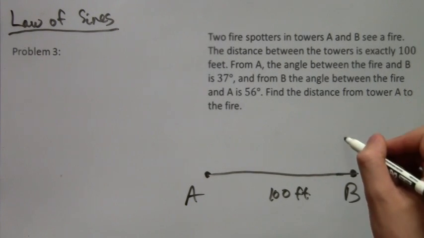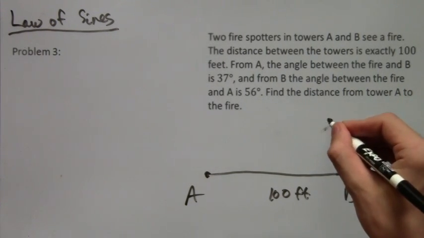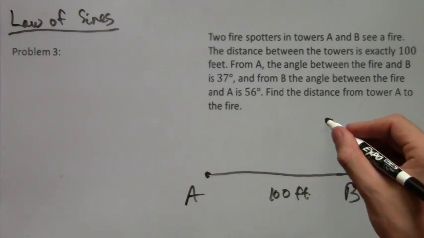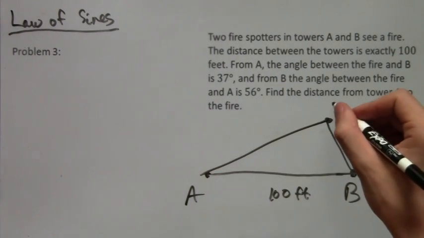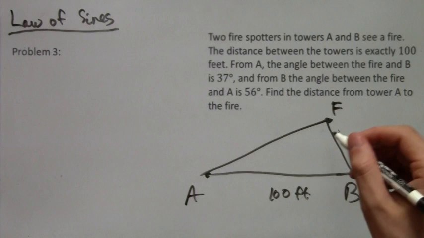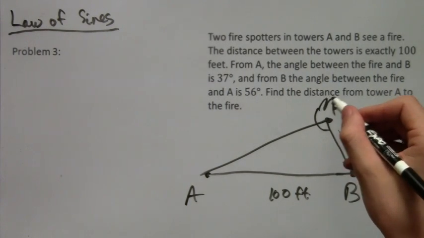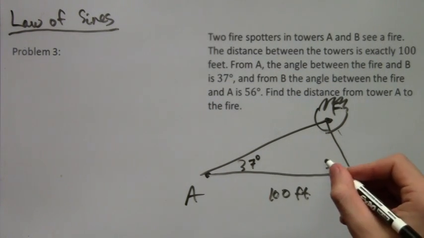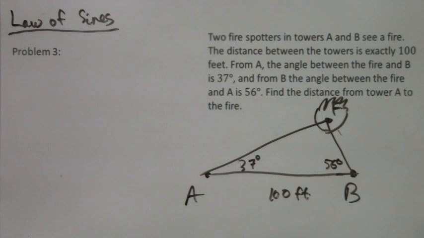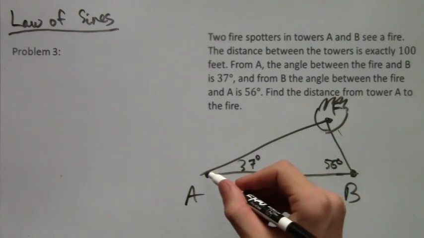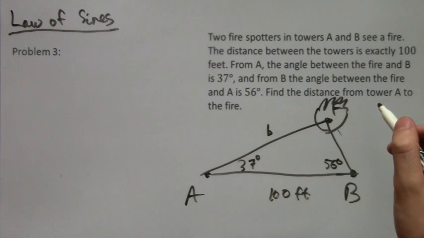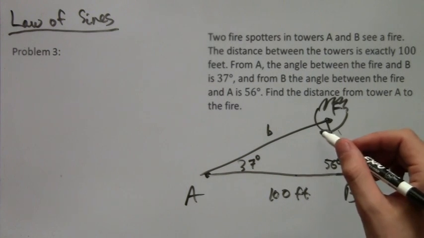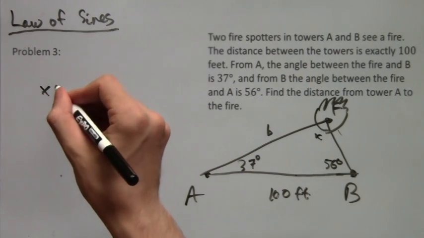The angle between the fire and B from A is 37 degrees. So here I made a point, and I'm connecting these triangles, and that's the fire, so I'm labeling it as point F. And this is 37 degrees, and then the next angle is 56 degrees between A and the fire. So they've got all these degrees measured out, and the question is, what's the distance from tower A to the fire? So this is actually a really practical problem. Situations like these can arise.